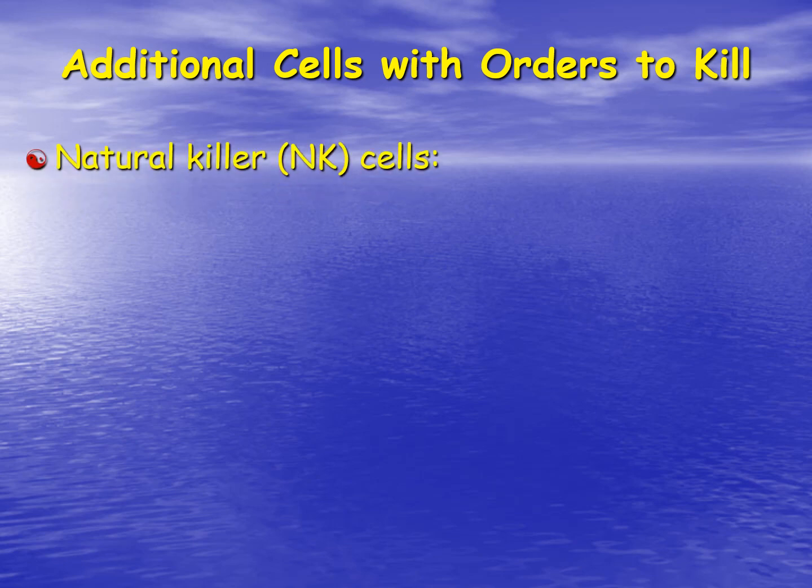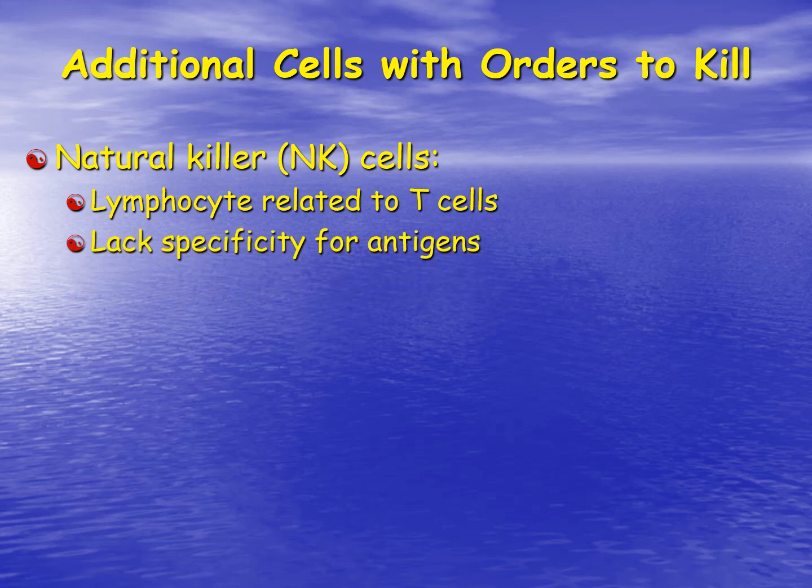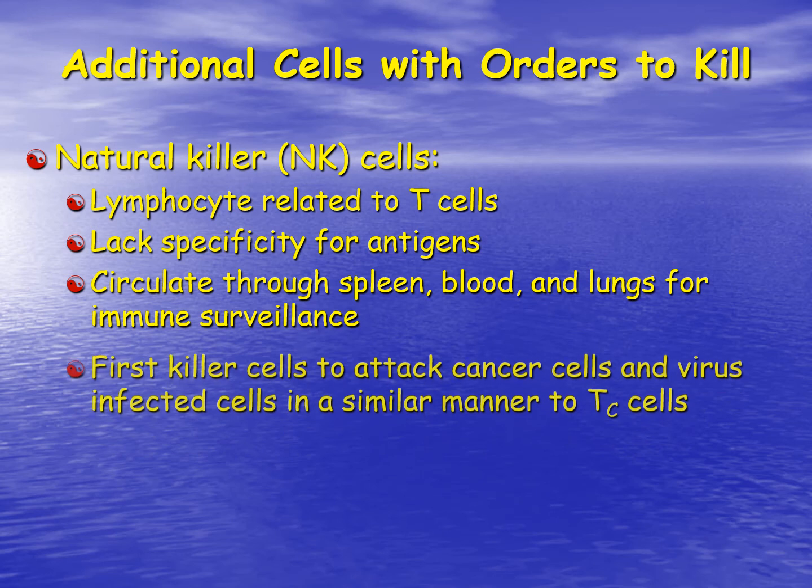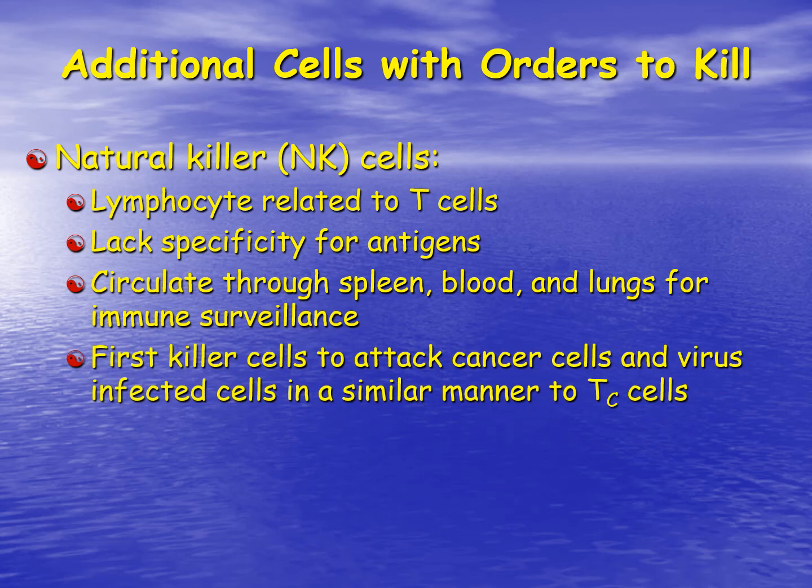The natural killer, or NK, sometimes referred to as null cells. These are lymphocytes that are related to T lymphocytes. We used to call the natural killer cells a non-T, non-B cell, but actually we now think that probably they are a highly modified T lymphocyte. They lack specificity for antigens, so they don't have the T cell receptors. They do circulate throughout the spleen, blood, and lungs, and they are literally our immune surveillance system. First killer cells to attack cancer cells and virally infected cells in a similar manner to the cytotoxic T cells.